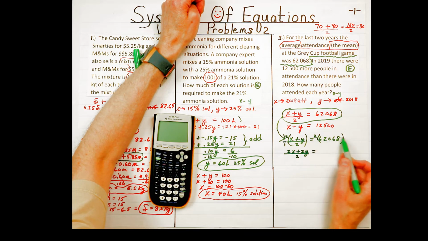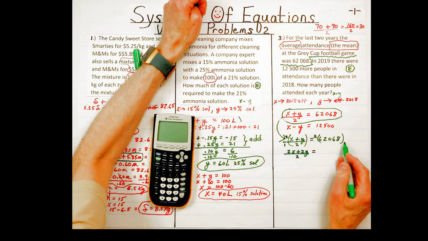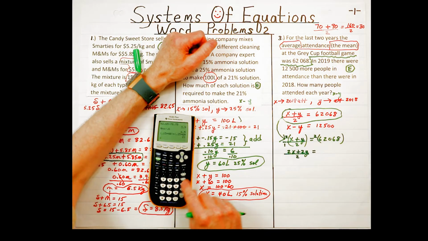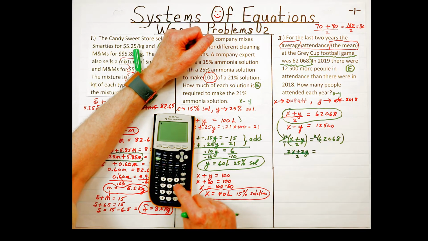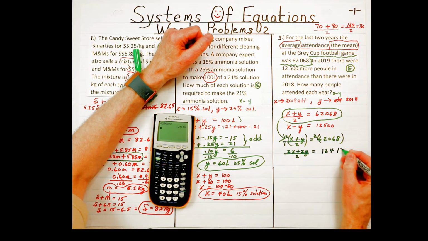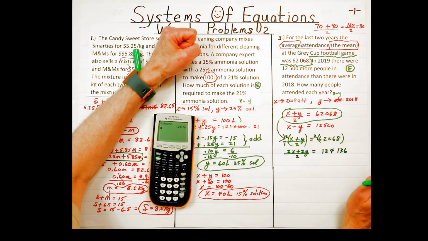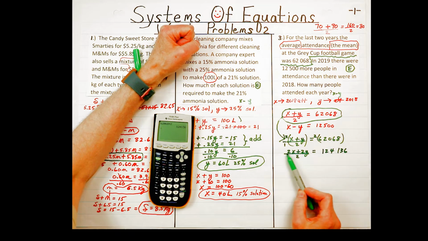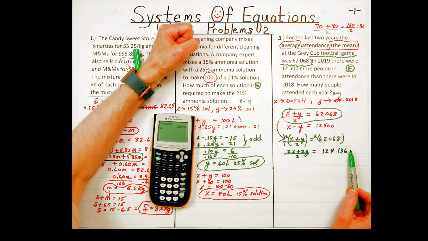And then, on the right side of the equation, we have to multiply this. So, not wanting to make careless errors, because then I'd have to do the whole thing over again, times 2. That's 124,136. Step 2 is completed. Multiply everything by the LCD.